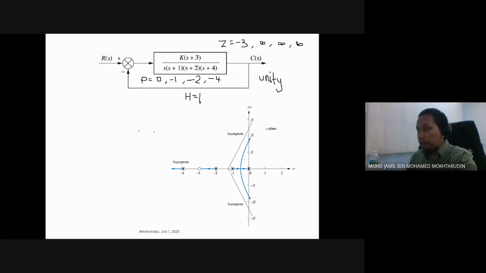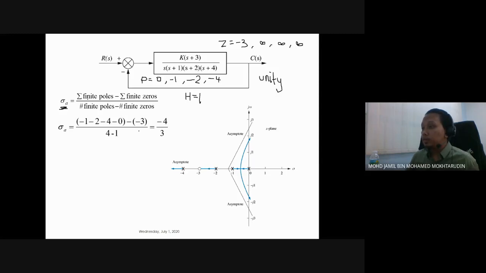Okay, so the first step to calculate the asymptote is to calculate the real axis intercept. That is the sum of finite poles minus the sum of finite zeros, divided by the number of finite poles minus the number of finite zeros.